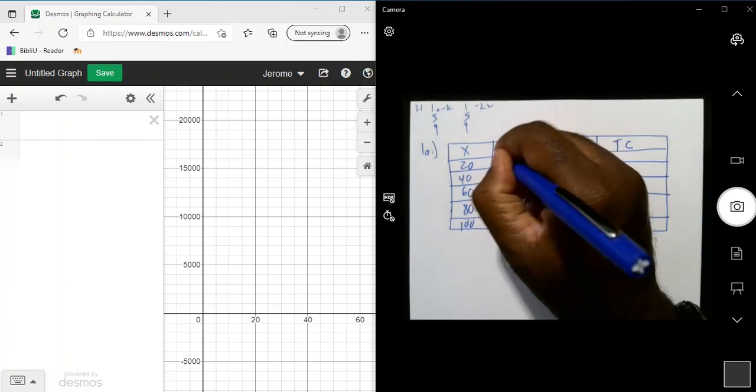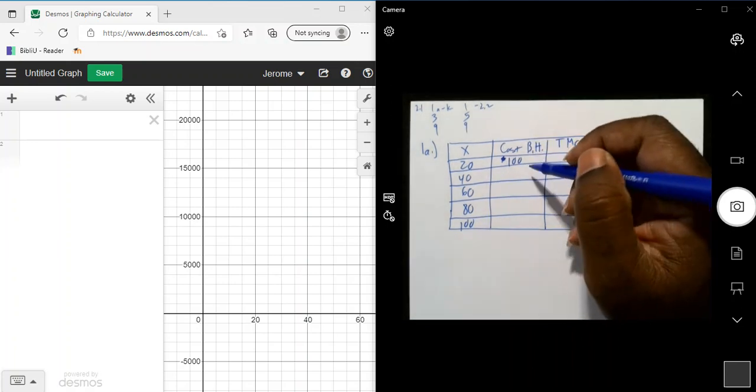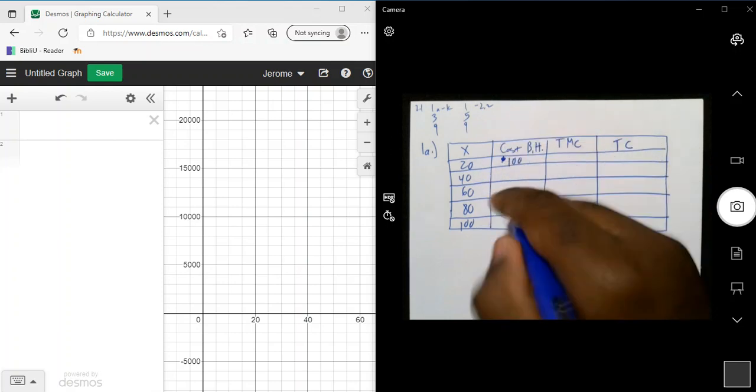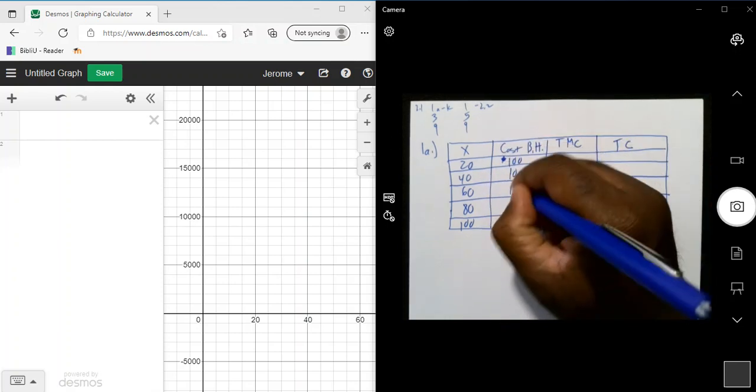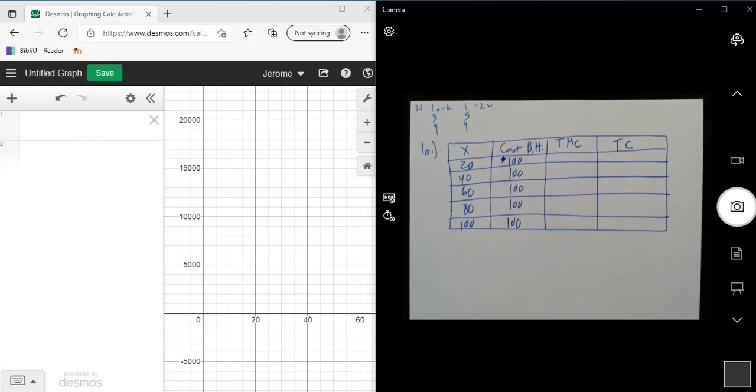So now you have the first value. Well, I don't need to write that because it's in hundreds of dollars. So the cost of the banquet hall, it doesn't matter how many people you invite, it still would be $100. That's how much it costs for the banquet hall. So all of that will be 100.